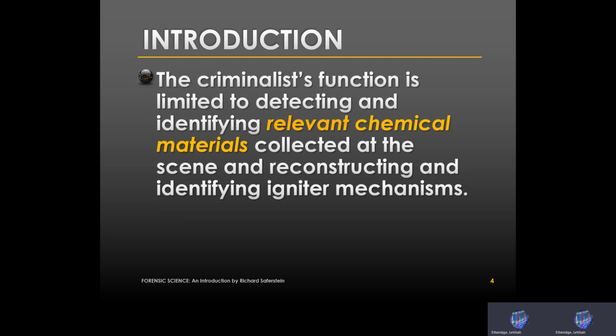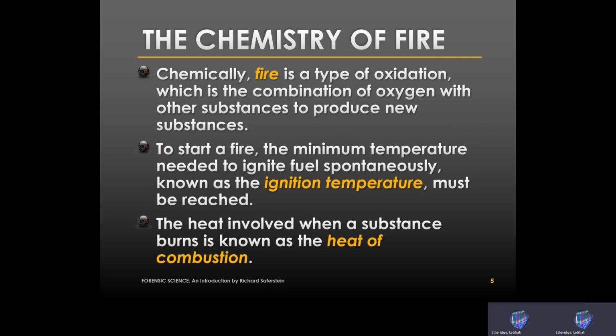So when we talk about what the criminalist function is, basically they want to detect and identify the relevant chemical materials collected at the scene. And then the other big thing is they want to be able to reconstruct or identify the igniter mechanisms. How did the bomb or why did the bomb catch on fire? What pieces can I find at the crime scene so I can rebuild it, which may give me some idea about the bomber's identity.